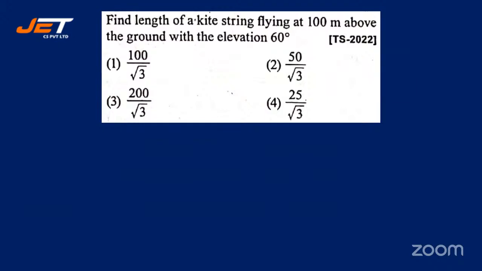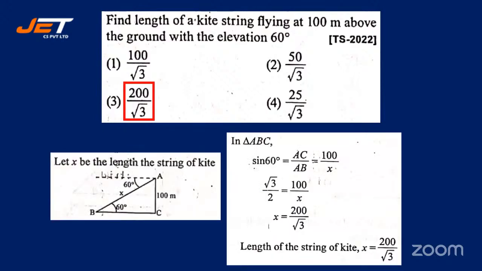See the next question. Find the length of a kite string flying at 100 meter above the ground with the elevation 60 degrees. So you have 4 options, right? You can just quickly see the answer here because it's being quickly worked out. Here we are assuming let x be the length of the string of the kite. So we are assuming AB to be x, and we have the elevation of 60 degrees.